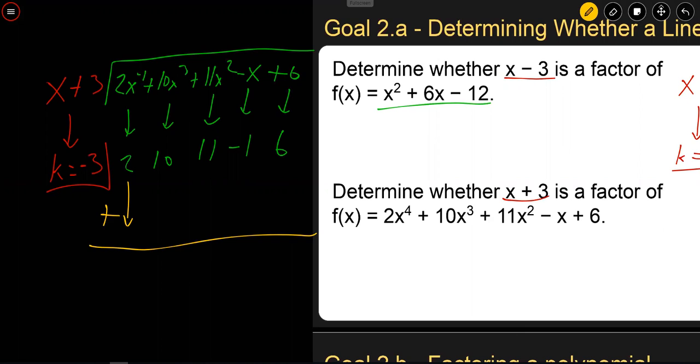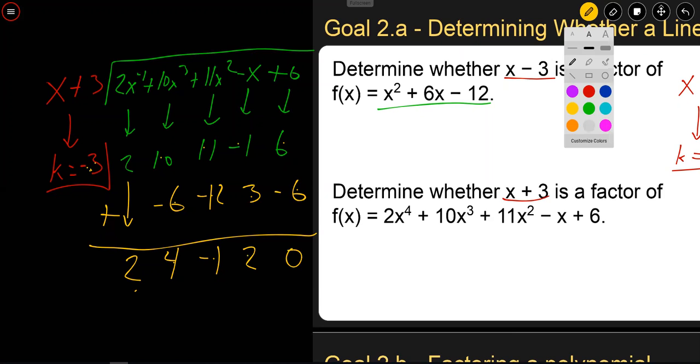At that point, do my synthetic division stuff. Bring down the 2. It's the only thing I bring down. Everything else I'm either going to be multiplying or adding. 2 times -3 gives me -6. 10 plus -6 gives me +4. 4 times -3 is -12. 11 plus -12 is -1. -1 times -3 is +3. -1 plus 3 is +2. And 2 times -3 is -6. Finally, I add those together and I get a 0. And I'm done with my division.